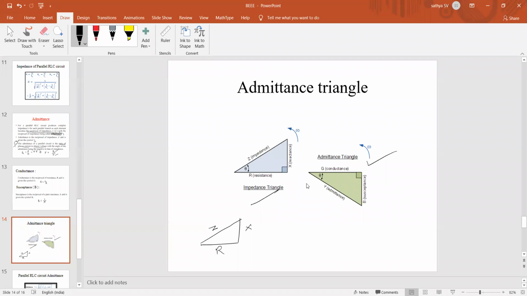Similarly, the admittance triangle: the reciprocal of resistance, that is the conductance 1 by R, and the susceptance capital B, and the hypotenuse will become your admittance. Very important: the power triangle, impedance triangle and admittance triangle, and the formulas for your numerical problems. Noted? Admittance triangle.